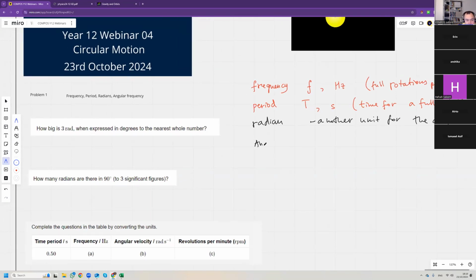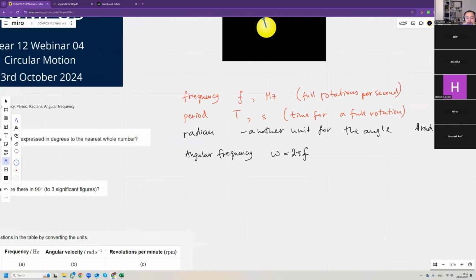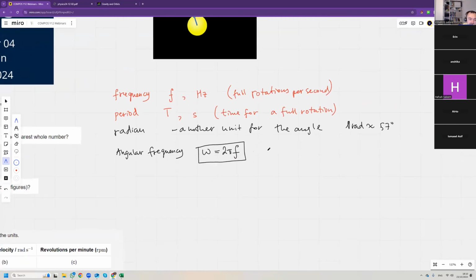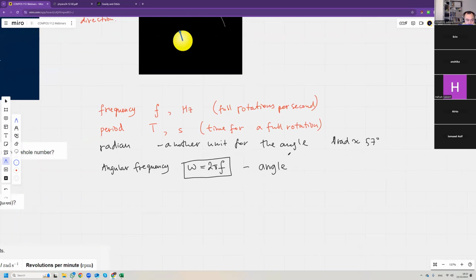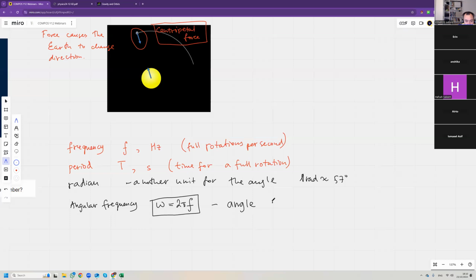Angular frequency, omega, is 2 pi f. So it's 2 pi multiplied by frequency. Basically, it's the angle swept by the moving object in 1 second.